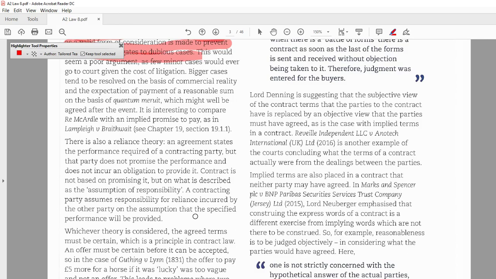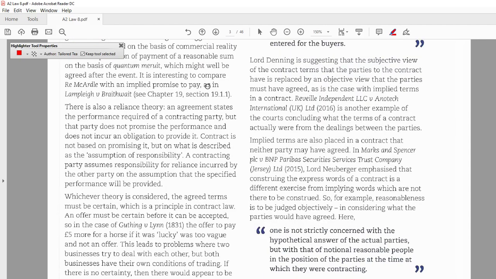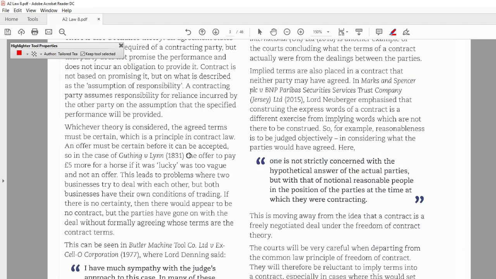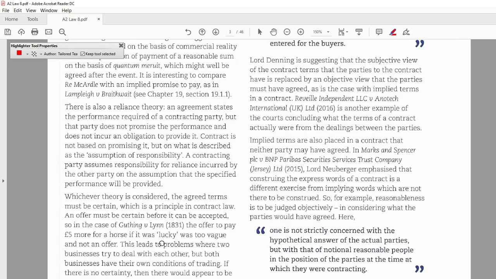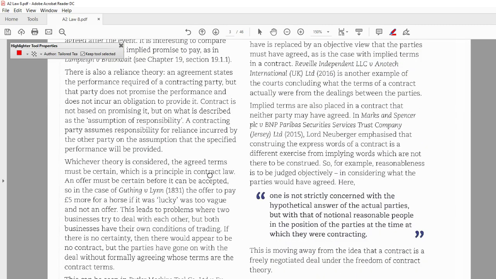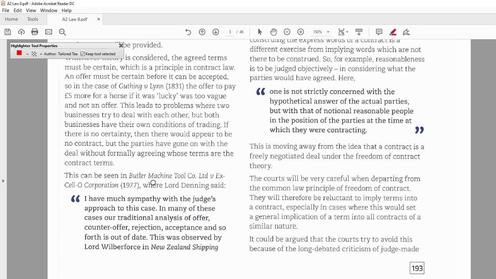The idea of freedom of contract and how other parts of the law can be at odds with it. So we've got consideration as something that could be at odds with it. It goes on in the chapter, and they start going to cases. Whichever theory is considered, agreed terms must be certain. What are they talking about there? They're just talking about the formation of a contract, and the properties of formation of a good solid contract, which you already know about.